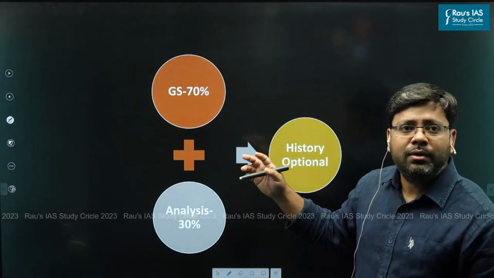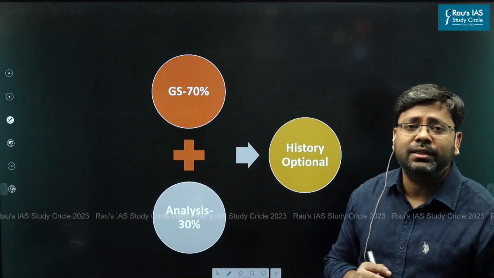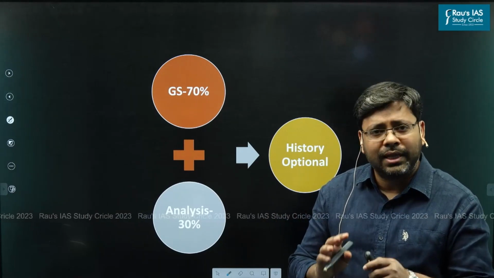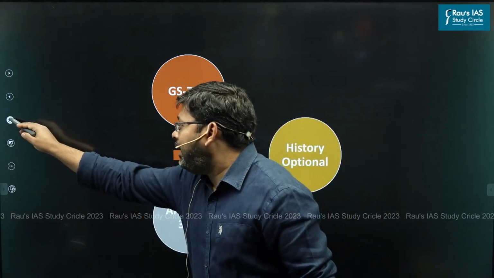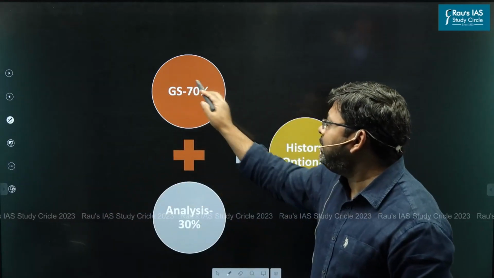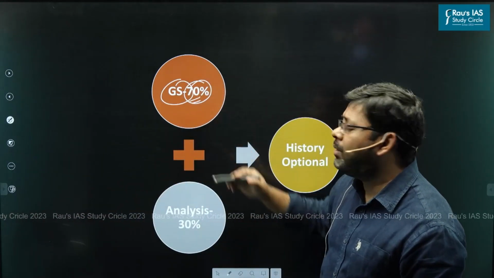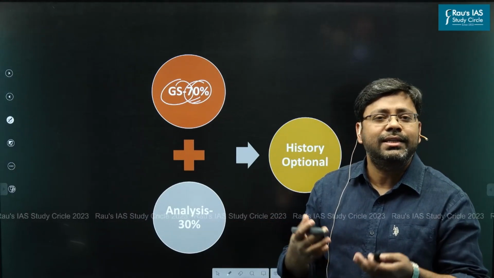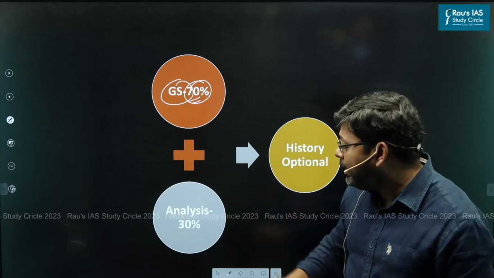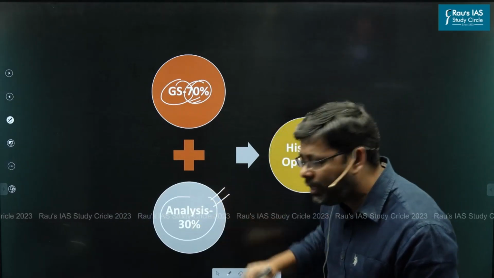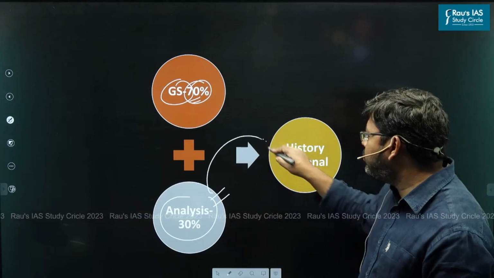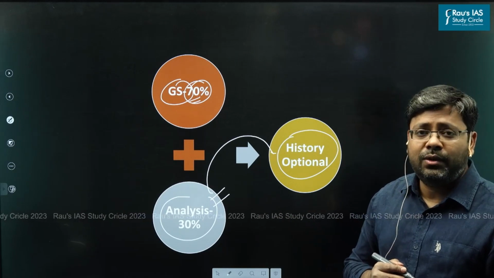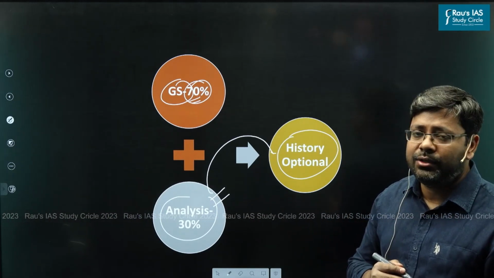Now, if you talk about a misconception again about history optional, it is that the syllabus is vast. The syllabus is very well structured, and it is that simple. Anyway, in GS you have to study 70% of the syllabus. GS history would anyway cover nearly 70% of history optional. If you can add 30% more analysis, you can easily go to the history optional level. How much is the overlap between GS and history optional? I can show you by an example.